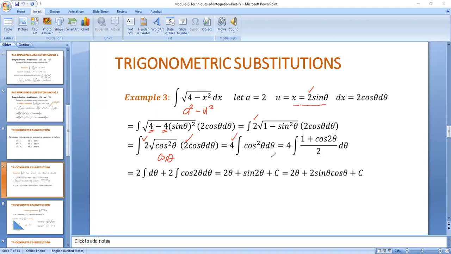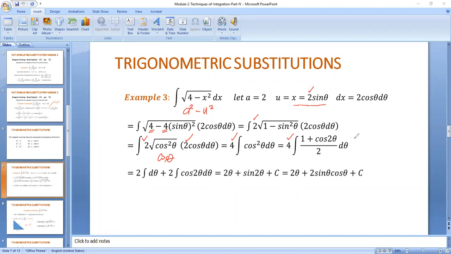Now, this is under trigonometric substitution. A cosine raised to an even number or a sine raised to an even number requires that you express this cosine or sine in its double angle cosine equivalent. Okay, so you have 4 here. We copy the 4 and we replace cosine squared theta by 1 plus cosine 2 theta over 2 d theta.